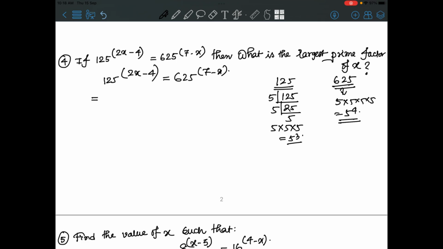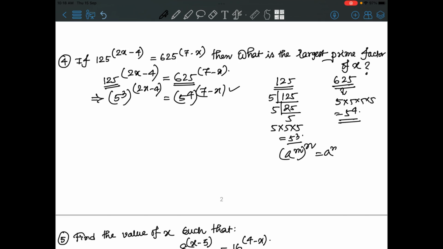So in place of 125, we will write (5 cube) whole to the power 2x minus 4. In place of 625, (5 to the power 4) whole to the power 7 minus x. Now we are going to apply the rule of power: (a to the power m) whole to the power n can be written as a to the power mn.